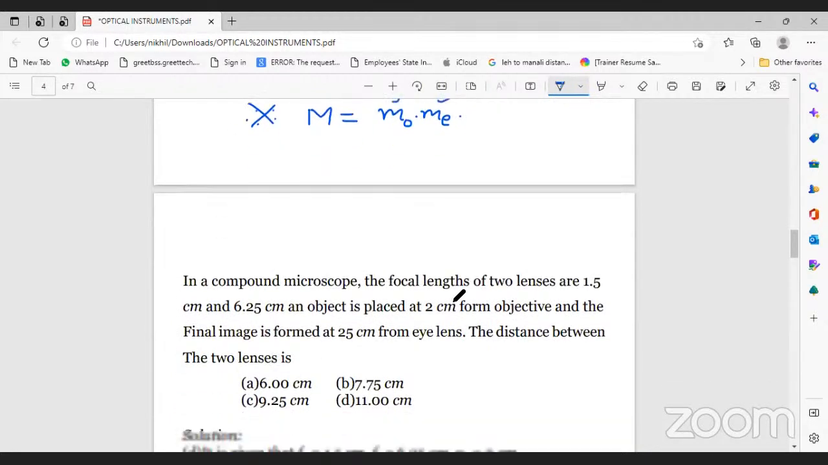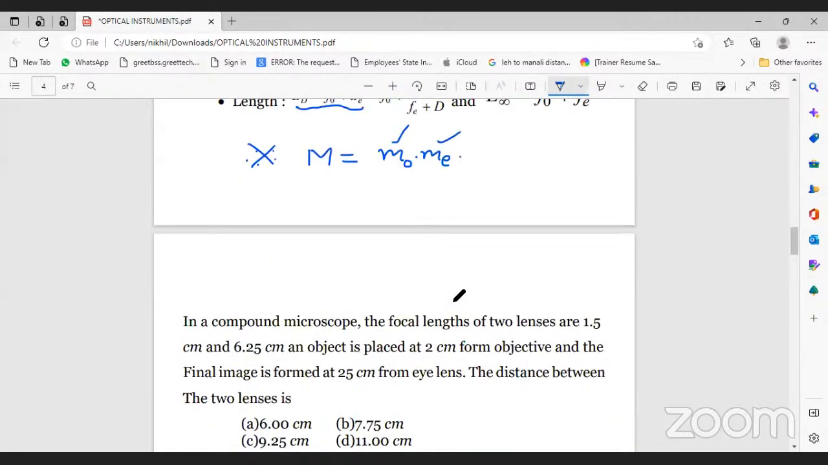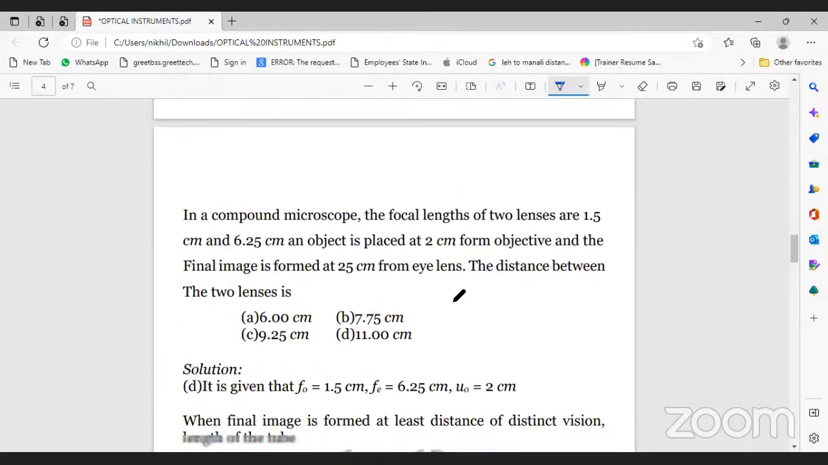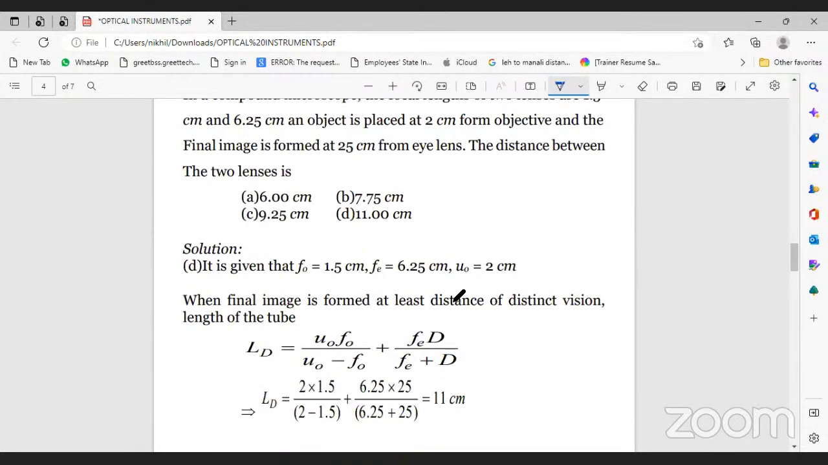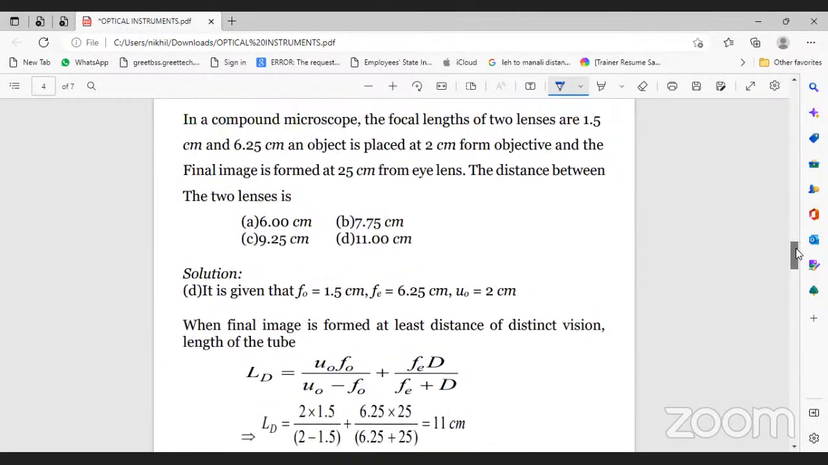So let me solve the problems based on this. Take up the very first problem. I've done the calculations part also. What type of instrument is it?